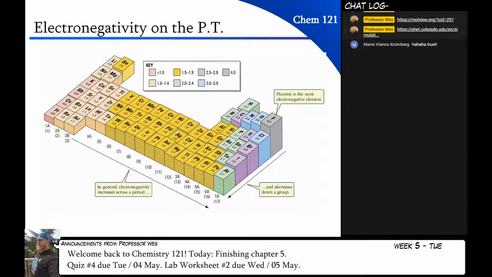Now, where are the most electronegative elements? I was just giving you a second to look at the table real quick here. The most electronegative elements are in the top right corner of the periodic table. The least electronegative elements are in the bottom left corner of the periodic table. So in general, electronegativity increases as you go to the right and up.